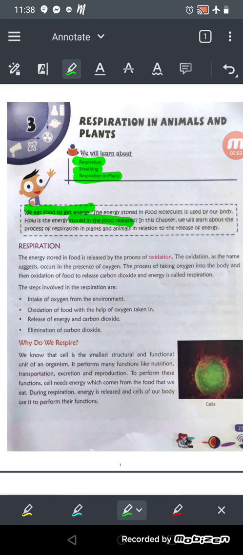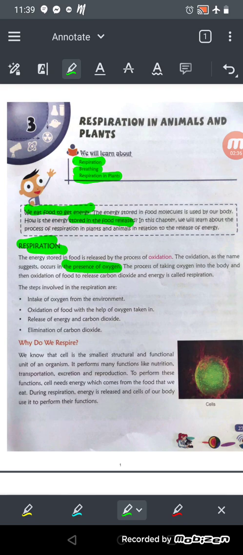The first thing is respiration. The energy stored in food is released by the process of oxidation. So food has energy, and it is released with the help of oxidation. And what is oxidation? Oxidation, as the name suggests, occurs in the presence of oxygen. Oxidation is simply the process which occurs in the presence of oxygen.